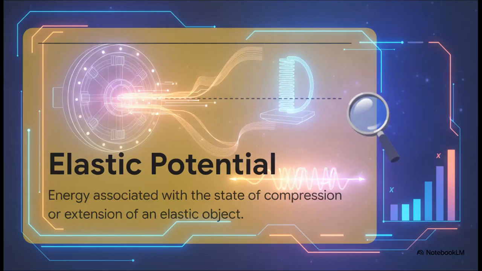Our second vault is elastic potential energy, which is all about the state of compression or extension of an elastic object. Think back to that bungee cord. The amount of energy stored in this specific vault is determined by the spring constant k, which is just how stiff the cord is, and the exact displacement x, meaning simply how far that cord actually stretches from its relaxed length.